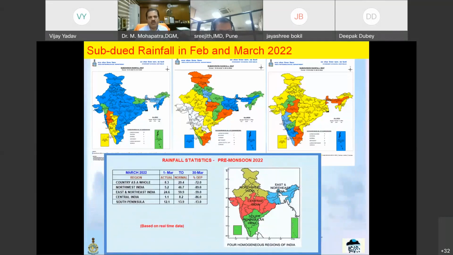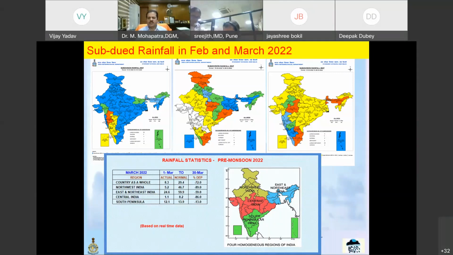Now, if you look at the rainfall in these months, starting with January, February, and March, the first figure on the top left is the rainfall during January, the middle one is the rainfall during February, and the right top is the rainfall during March. We had excess rainfall activity in January, followed by deficient rainfall in February, but the deficiency was not so high. It was almost normal to excess rainfall over the Gangetic Plains and northeastern states. But in March, many subdivisions recorded deficient to scanty rainfall activity, except the west coast of India.